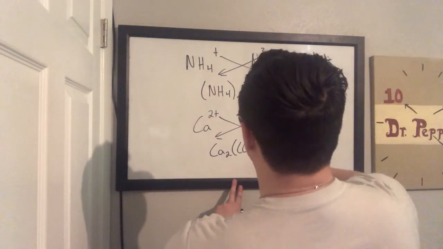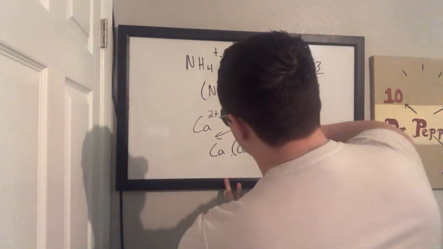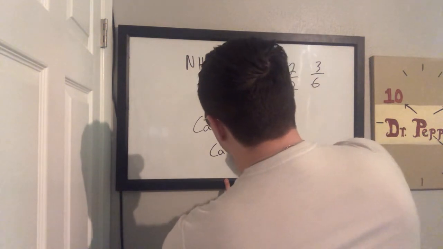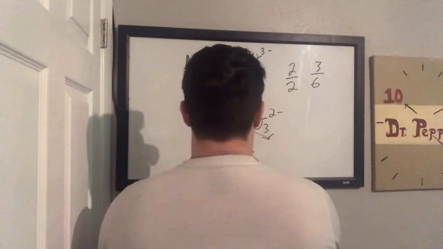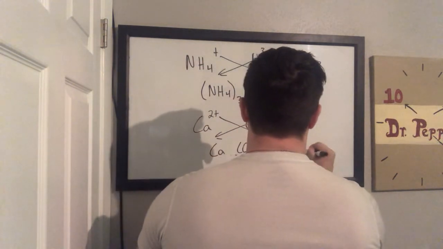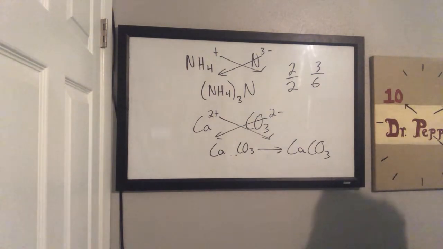But what you should do is get rid of these 2's, and you can write it as so. And now that you've reduced it, you actually don't even need the parentheses. So it should just be CaCO3. And let me condense it even more, so it doesn't look like there's a space in there. And there we go, calcium and carbonate.